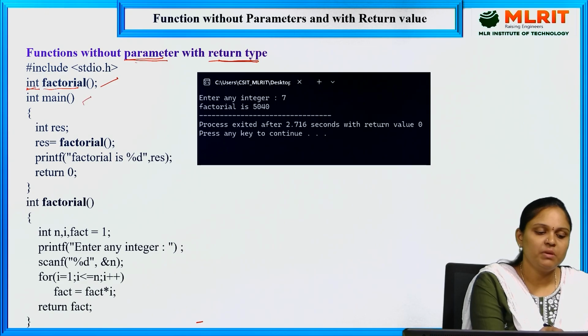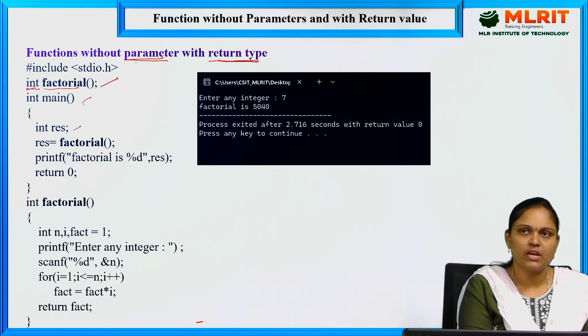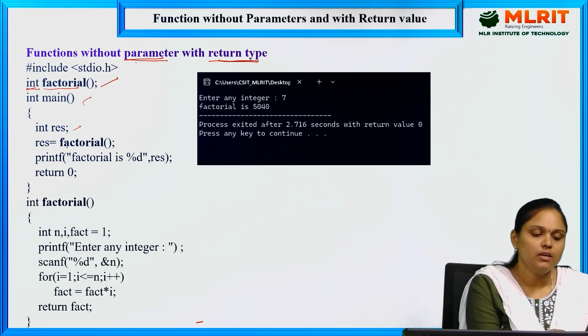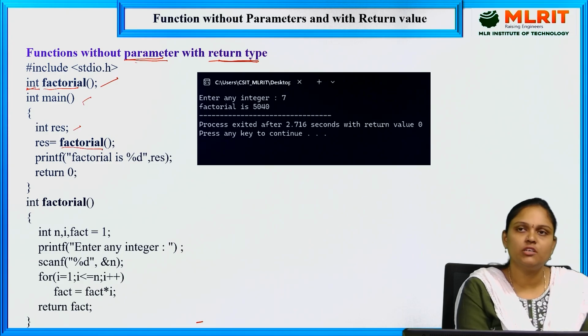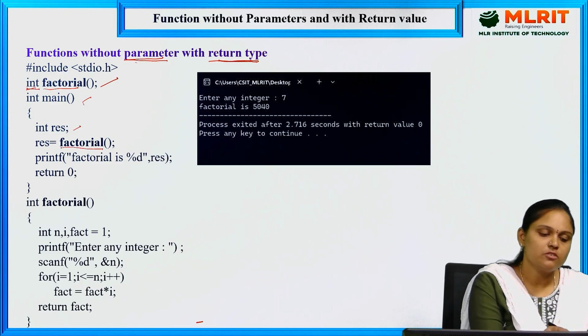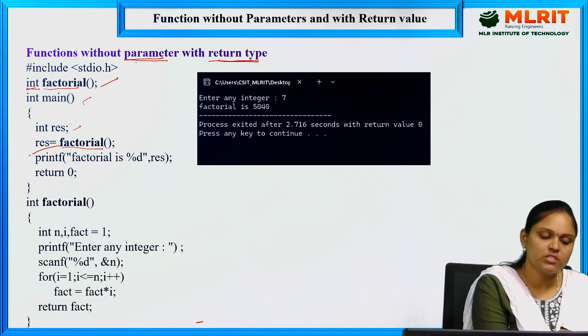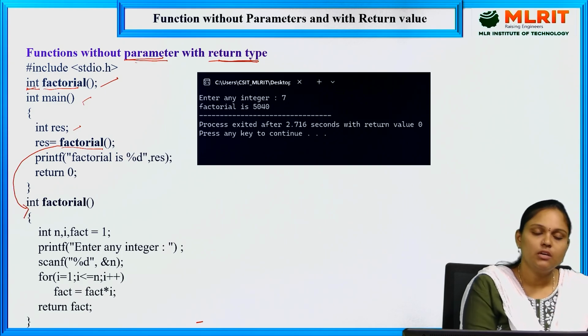And next inside the main function, we are declaring one result variable. And next we are calling this factorial function by using its name. So as soon as the function call happens in the main function, the control will jump to the function definition.